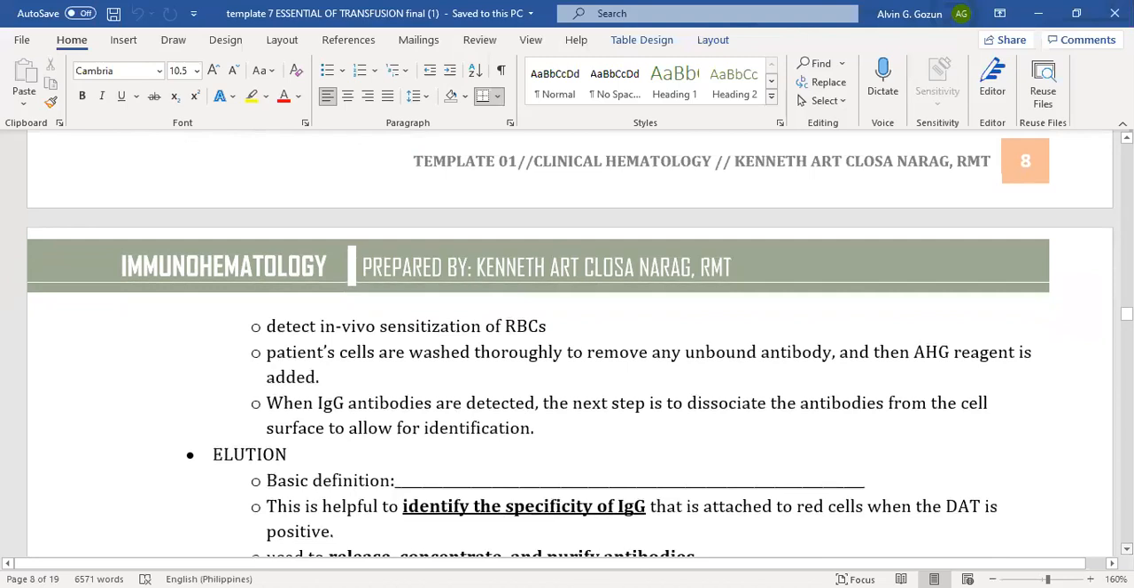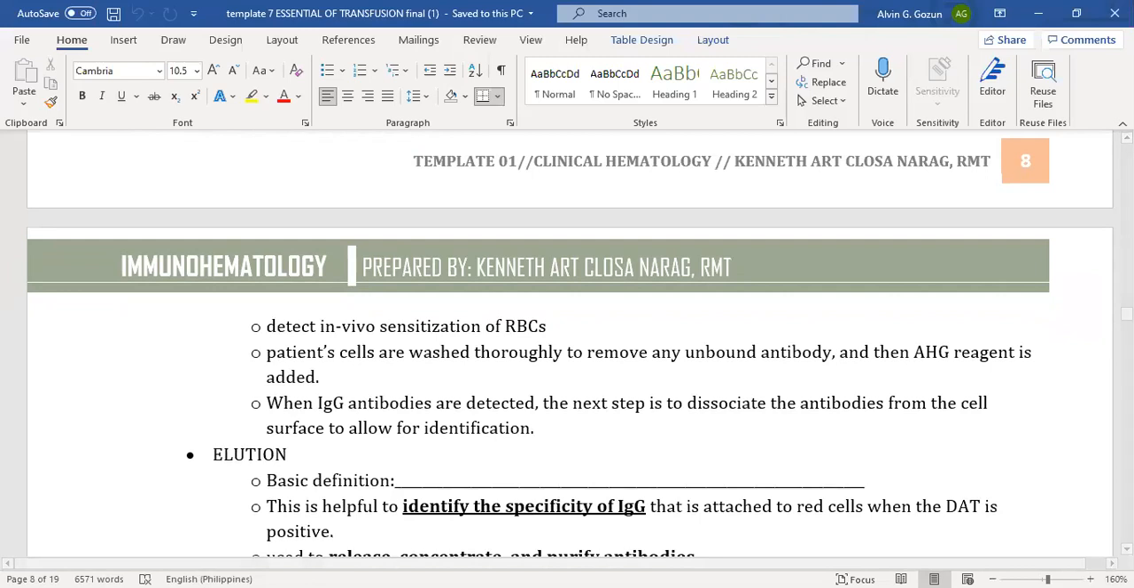Elution. Okay, so breaking bands po ng antibody at antigen. Very good. So we break bands of antibody and antigen. So the basic definition, therefore, for this is removal of antibody that is already attached on antigen on the surface of RBC. Okay, tatanggalin mo yung antibody na naka-attach na doon sa antigen sa RBC.